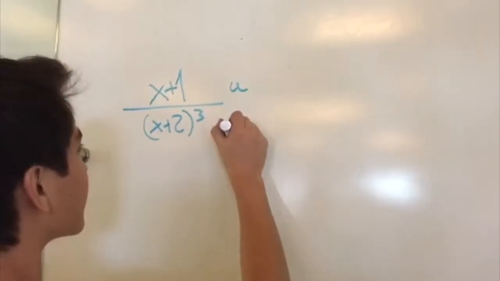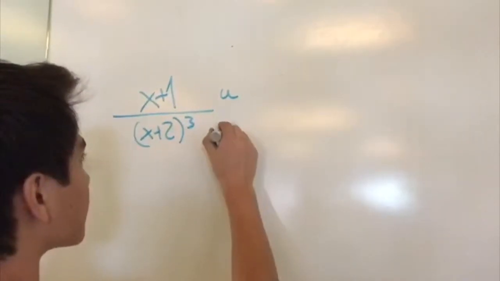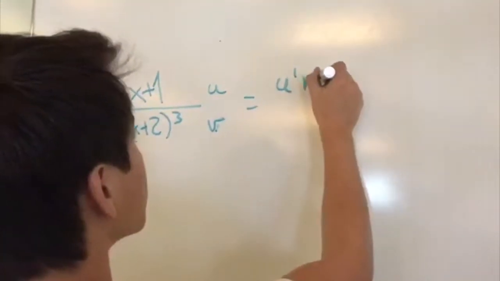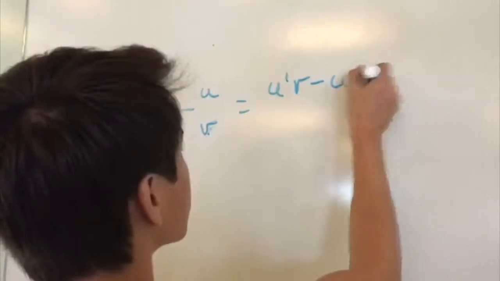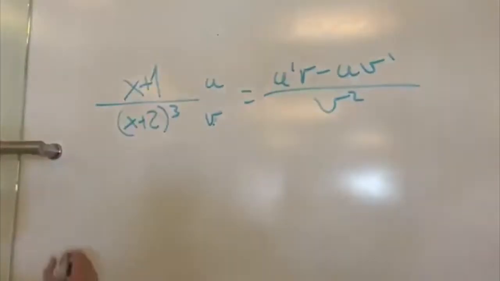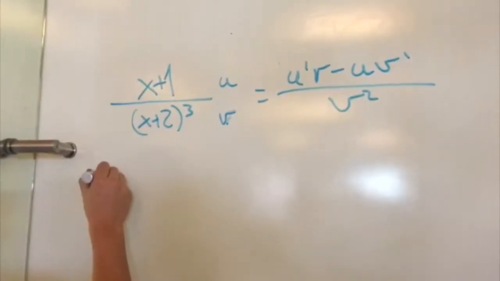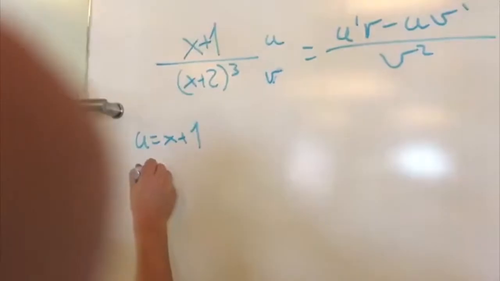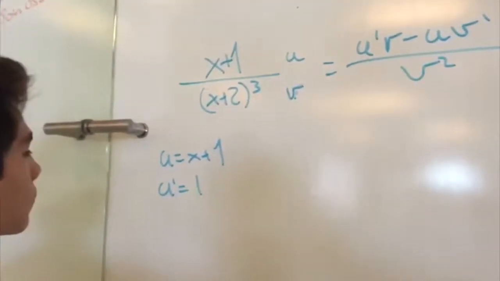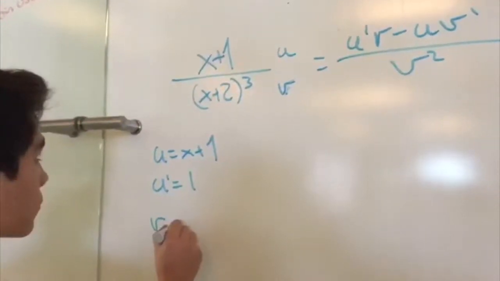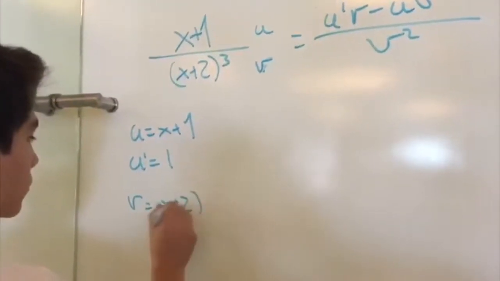Now let's do one that actually uses the quotient rule. In this case, we have something over something. So now let's apply our quotient rule, which is the one that my friend is writing on the board. We're going to set u as x plus 1. The derivative of that is just 1. Now v is going to be (x plus 2) to the cube.